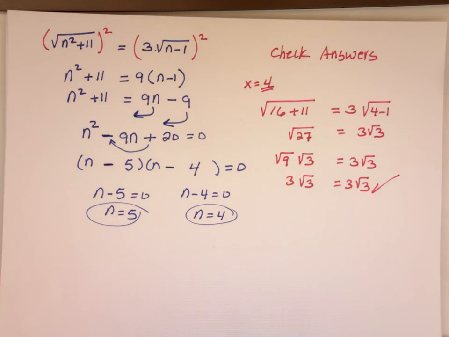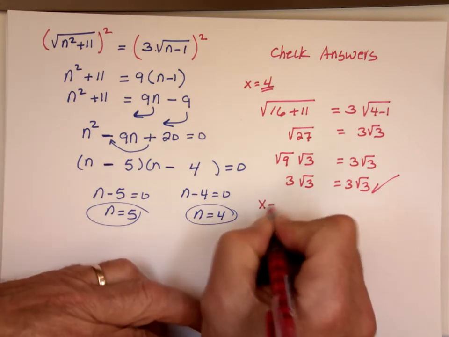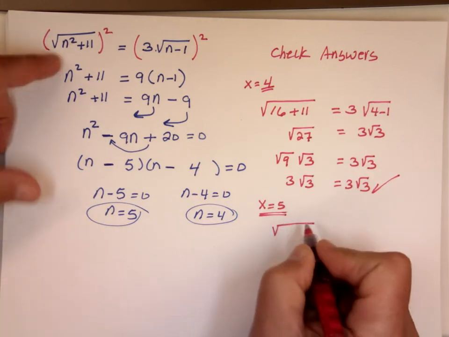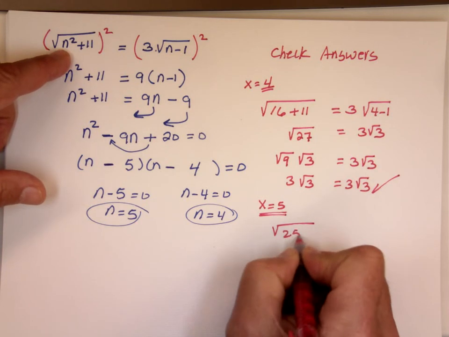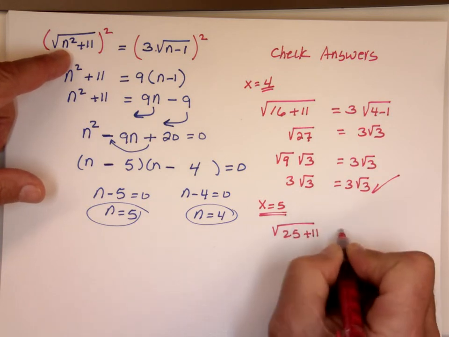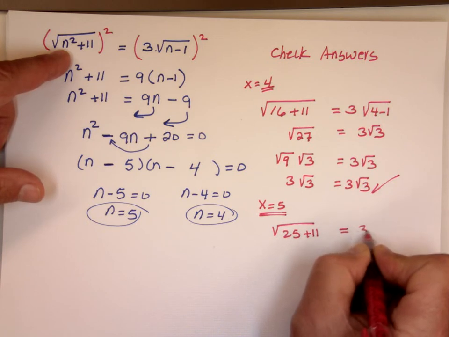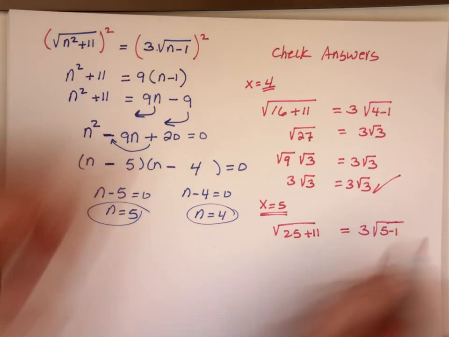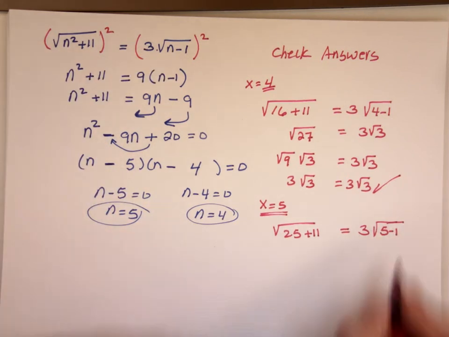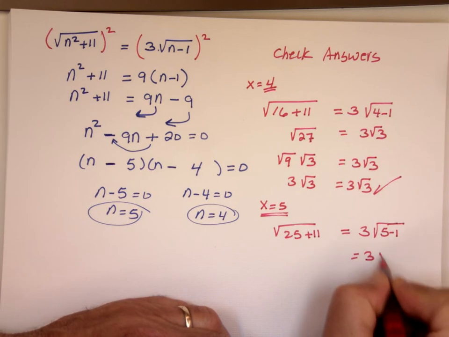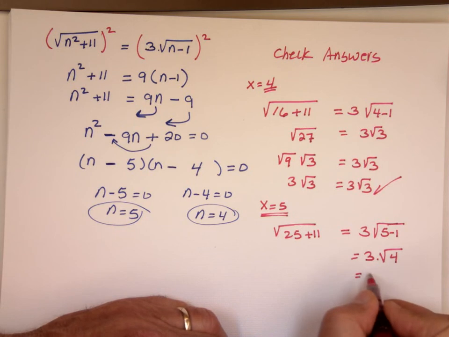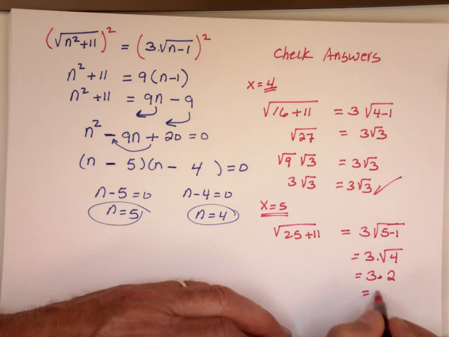Let's try the 5. The square root of 5 squared is 25 plus the 11. Does that equal 3 times 5 minus 1? I'll work on the right side first. That's the square root of 5 minus 1, which is 4. Remember, that's a multiplication. 3 times the square root of 4, which is 2. And what is 3 times 2? 6.